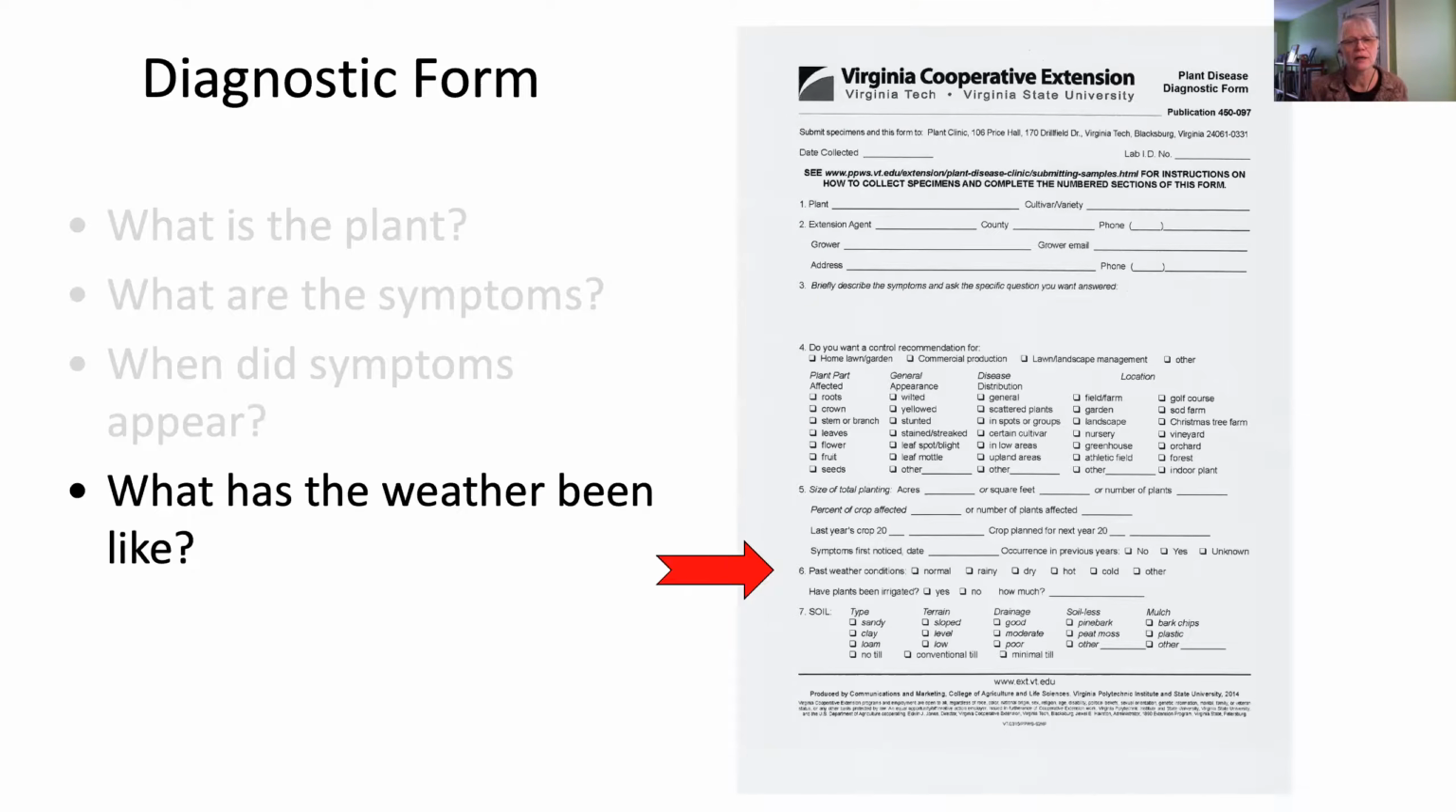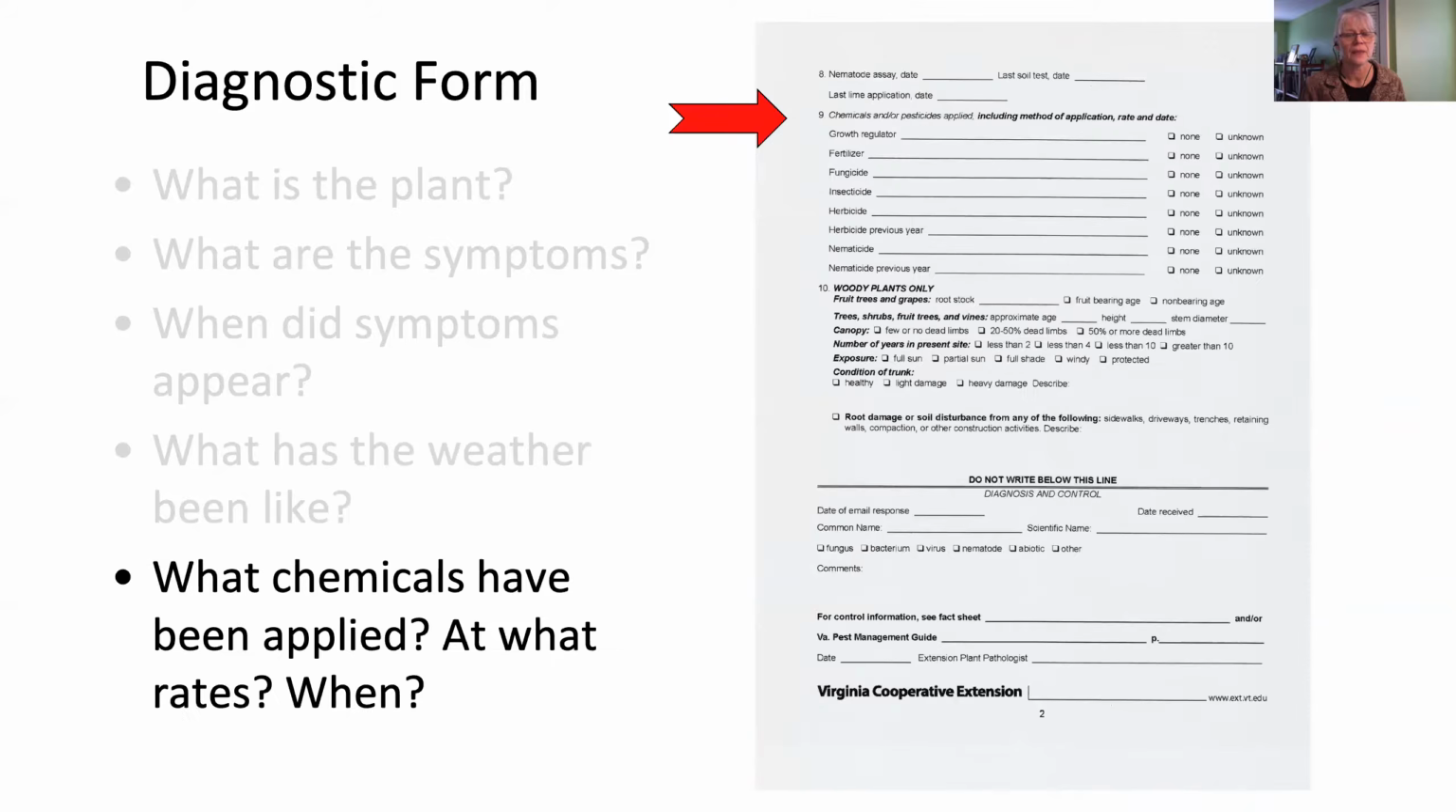Weather is important. Certain weather conditions can favor certain pathogens. And of course, we can have abiotic problems like the frost injury that Elizabeth showed in one of those pictures that she showed. So you want to be telling us what the weather conditions were just prior to symptom development. And then on page 2 of the form, section 9, that section asks you for any information about chemicals that have been applied, including rates and timing. And, you may not have all this information, but if you do, put it in there. That can be really helpful.